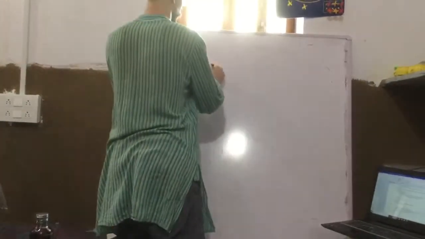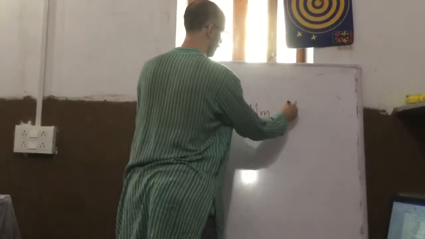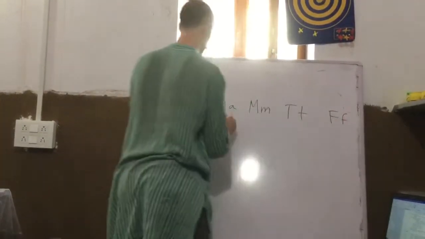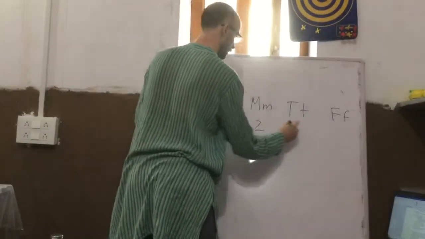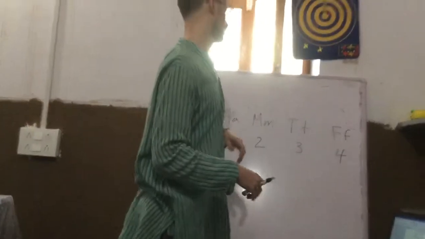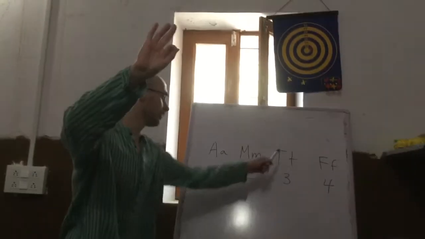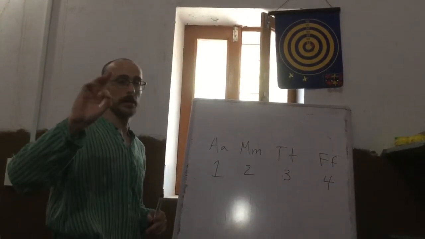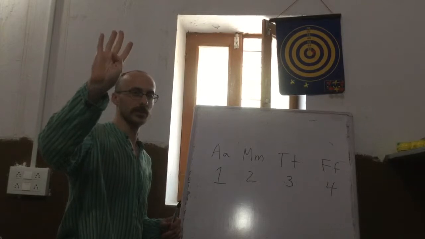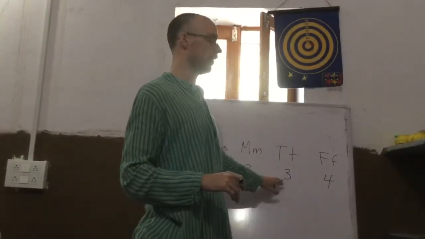So here we have A, M, T, F. And we have numbers underneath them. And this is a listening activity. So the teacher just says a letter, T, and the students have to put up 3 fingers. M, 2 fingers. F, 4 fingers. Or you can make it a speaking activity and just say the number.